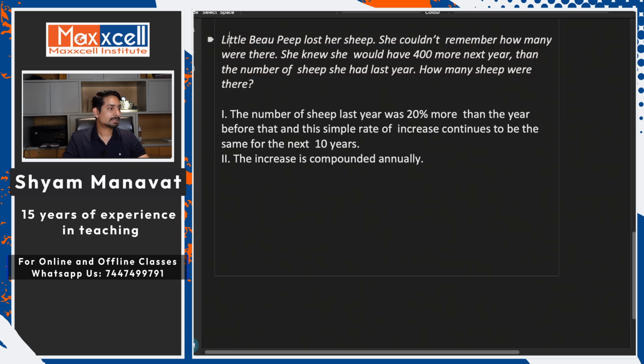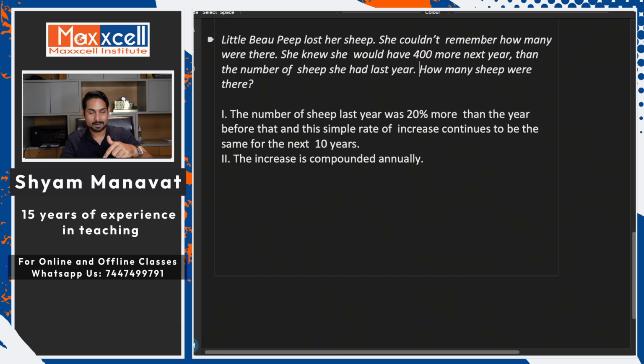Question said, little Bo Peep lost her sheep. Kind of a rhyme. She couldn't remember how many were there. She knew she would have 400 more next year. Whatever she has now, she will have 400 more sheep next year than the number of sheep she had last year. So last year, present, next year. How many sheep were there?